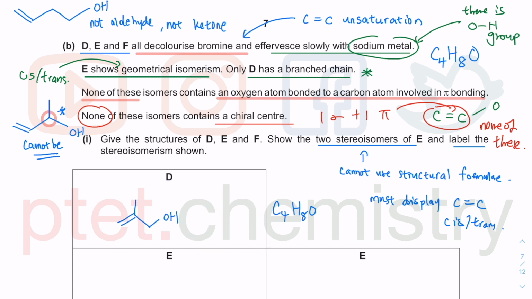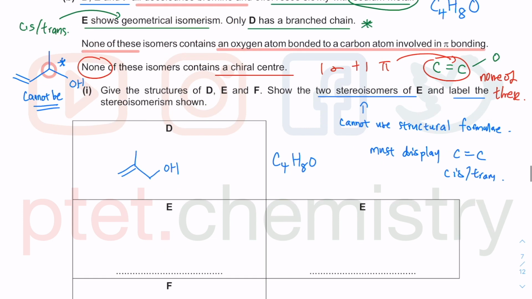I cannot have cis and trans, so this is a CH2. Both groups are the same on 1 carbon of the carbon-carbon double bond, so no geometric isomers for D. It has a branch chain, so this is the branch. There is no oxygen bonded to a carbon atom involved in the pi bond, so this is bonded on the next carbon. There is OH, so it does react with sodium metal, and I think D must be this one then. Okay. As for E and F, we are looking for the cis and trans isomer.